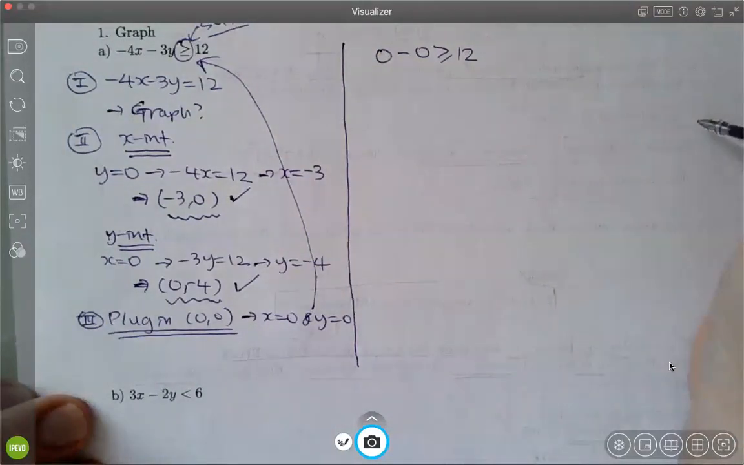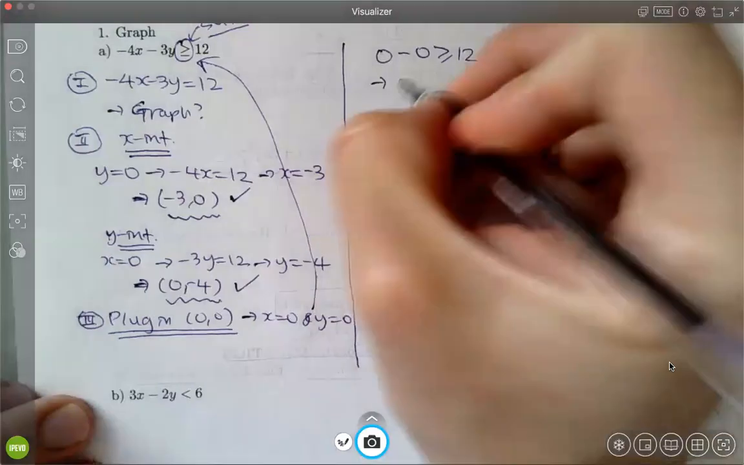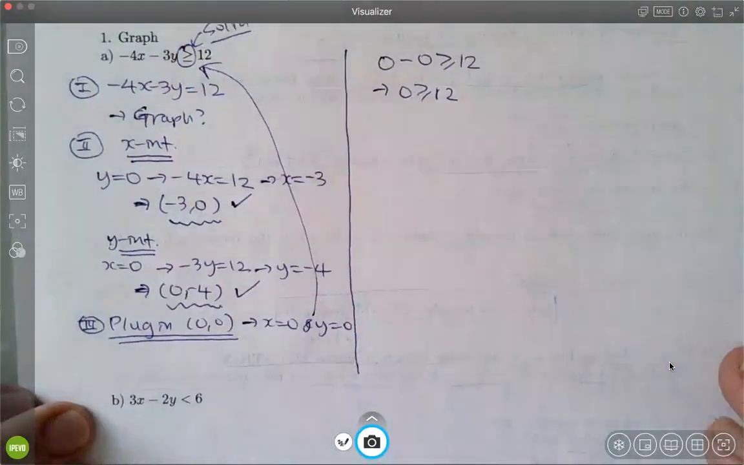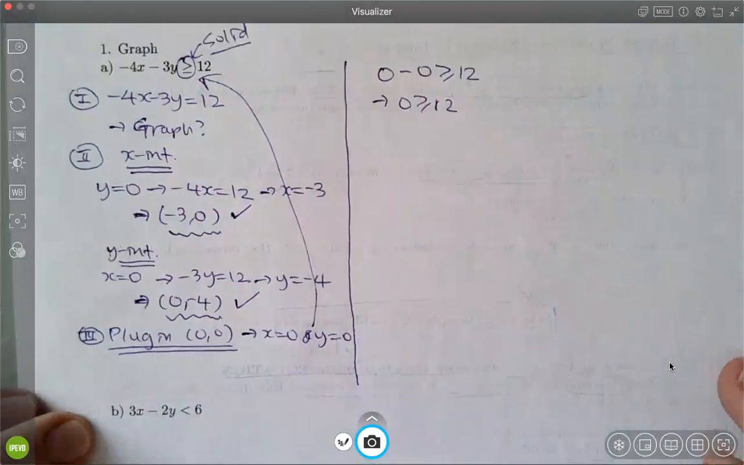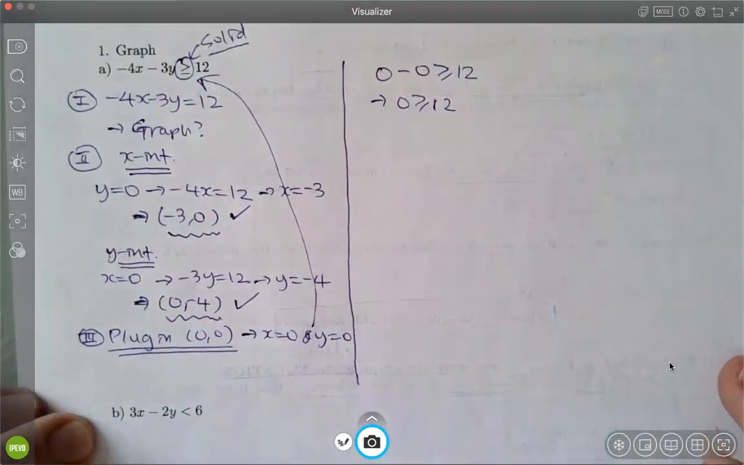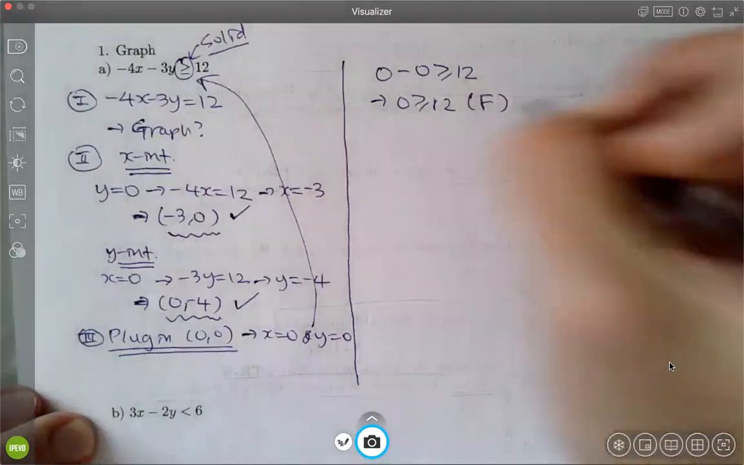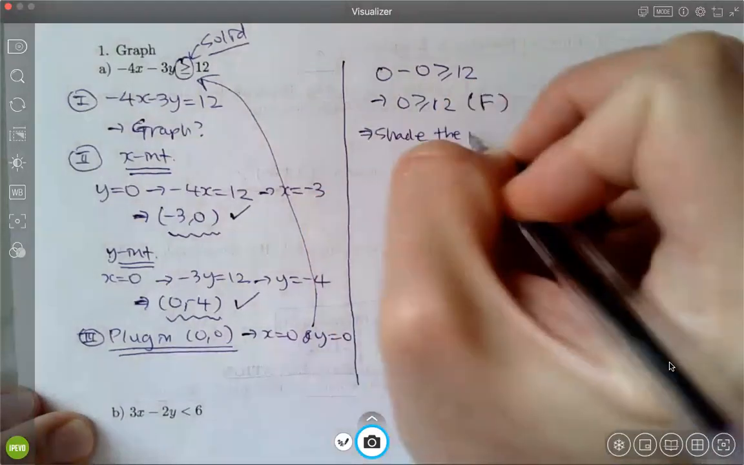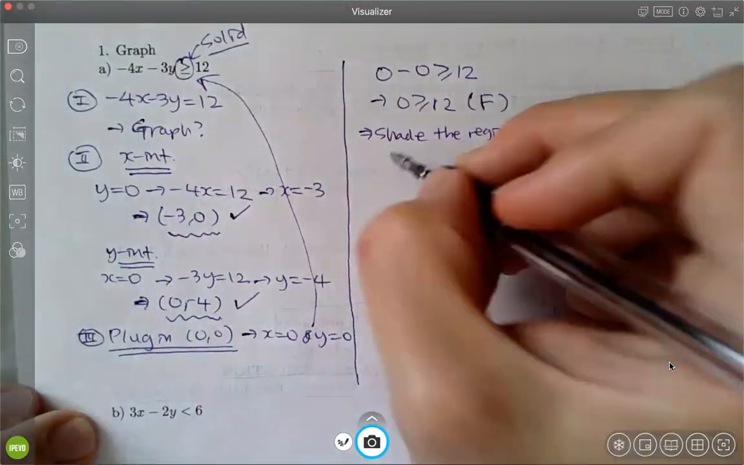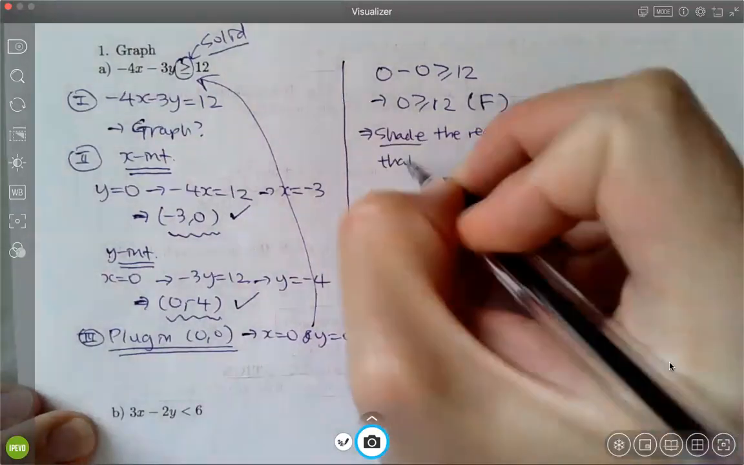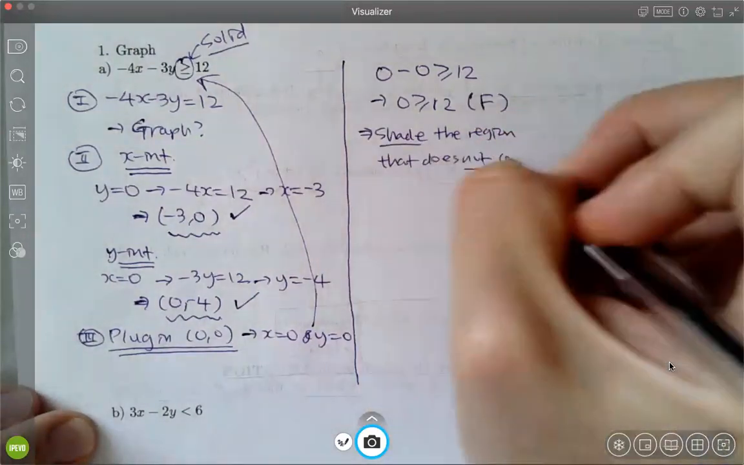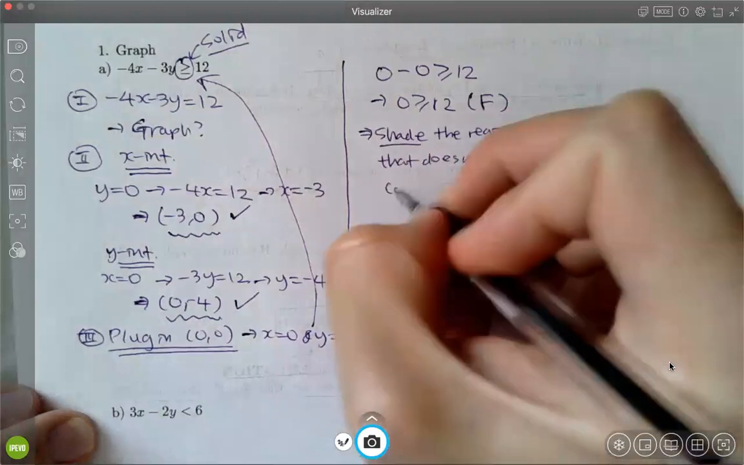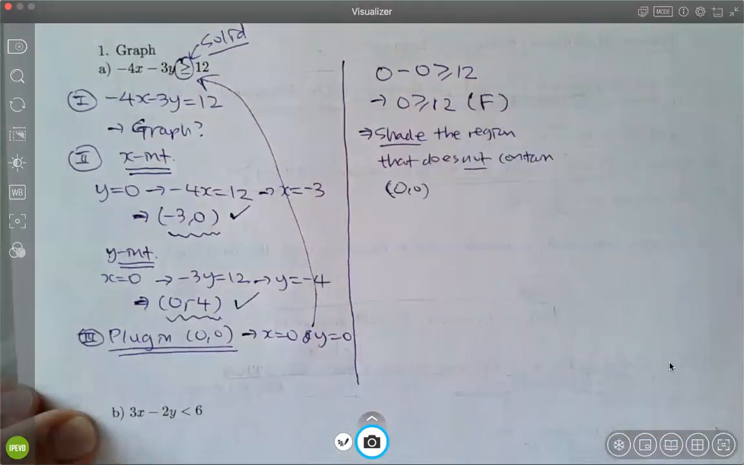So what does that mean? 0 is greater than or equal to 12. Is this true or false? That's false, right? So what does that mean? This means we will shade, whatever the region means, as you will see in a minute, the region that does not contain the origin. Okay, so now let's graph.